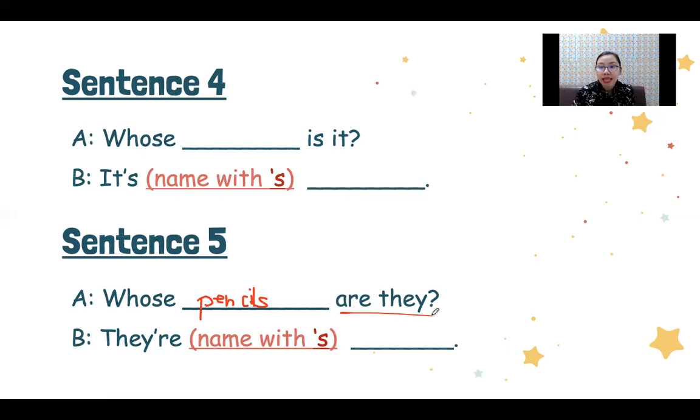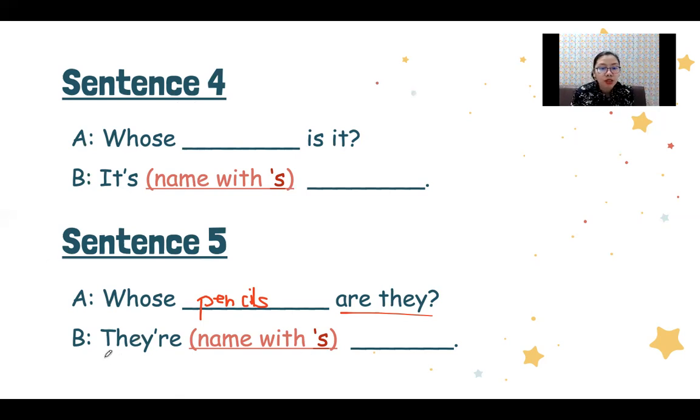Let's use paper. Let's say, whose paper is it, when it's one paper? But if I say 1, 2, whose papers are they? Papers 1, 2, 3, are they? But if I have only one, whose paper is it? Okay, good job, very easy.